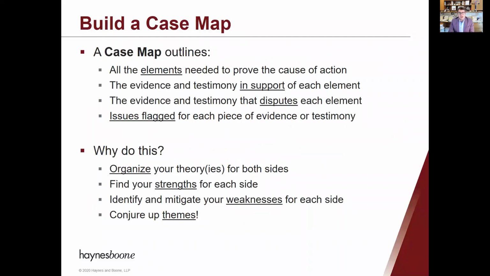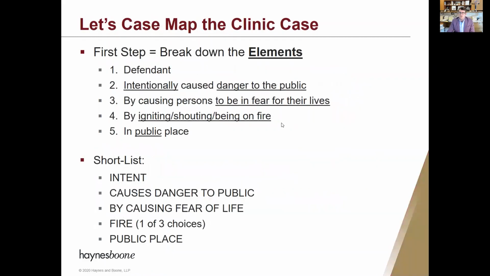A case map is an outline. It basically separates all the elements you need to prove a cause of action or a defense. You then list all the evidence that will support or weaken that cause of action, and through this you will flag issues. This not only organizes all the evidence, it will help you generate theories and themes, which we'll talk about a little bit later, and helps you identify weaknesses you may not have seen or identify strengths that you may not have realized are there. So here is what it sort of looks like.